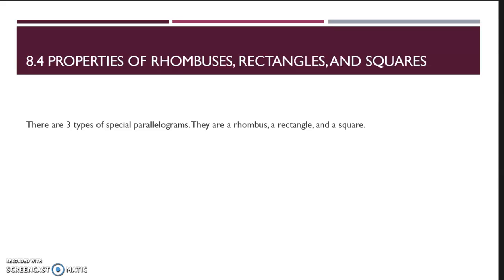So in the previous lesson, we talked about parallelograms, and today we're going to focus on three special types of parallelograms: a rhombus, a rectangle, and a square. So we're going to talk about all three of those different types of parallelograms.